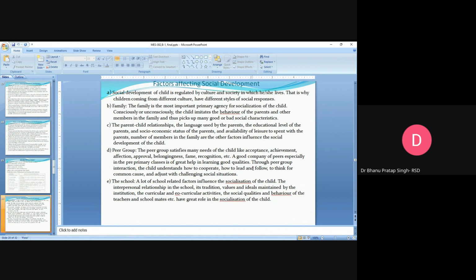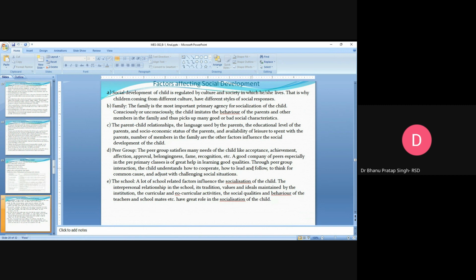Factors: family is one factor, the child-parent relation is the second, peer group is the next factor, and school is the next factor for social development. So first, family is the most important primary agency for socialization of the child. Consciously and unconsciously, the children imitate the behavior of parents and other members in the family and thus pick up many good or bad social characteristics from the family.